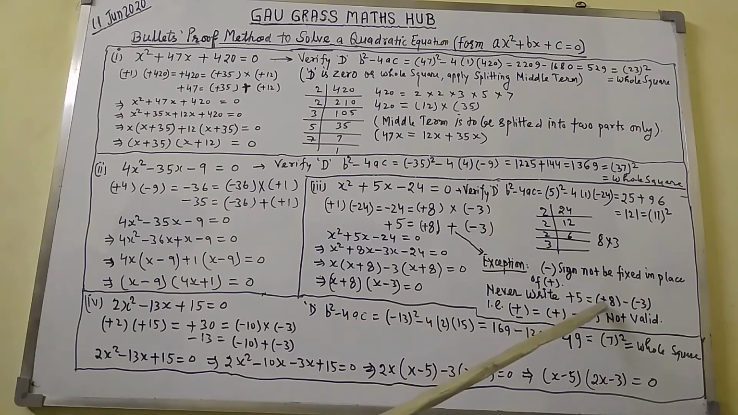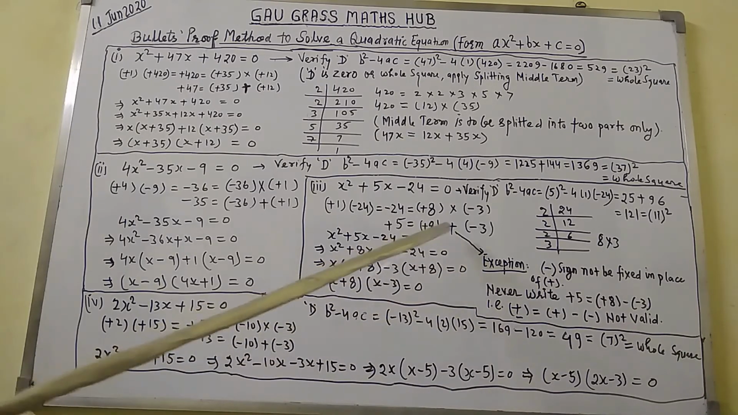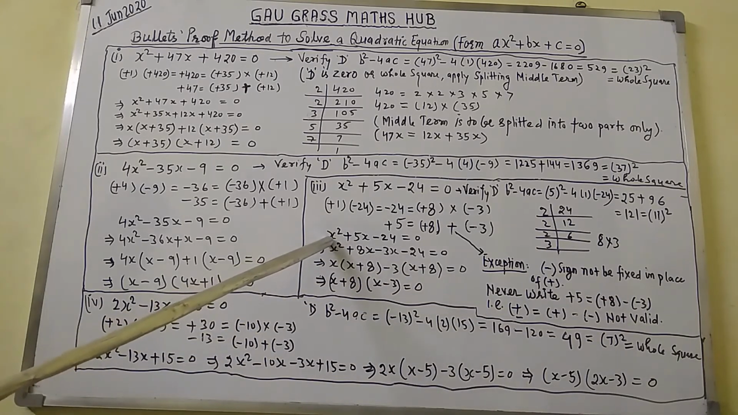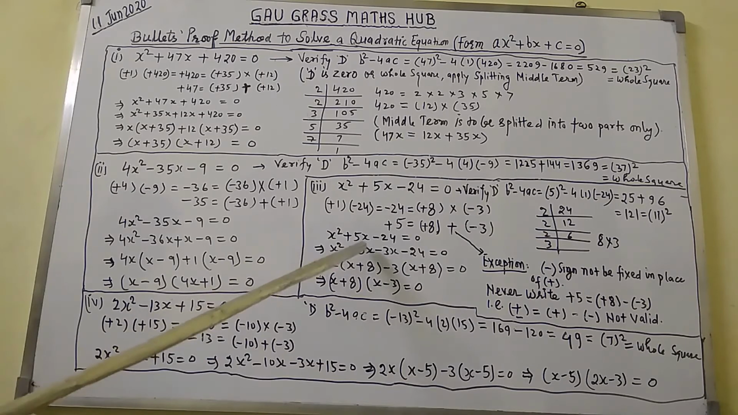Never write plus 5 equal to plus 8 minus minus. The main idea is that here minus sign, here minus sign will never come. Plus minus in one bracket equal to plus minus open bracket minus minus, like this statement is not valid. Now you can say plus minus sign is there, that is valid. But in this case, this is not valid. Minus minus not valid.